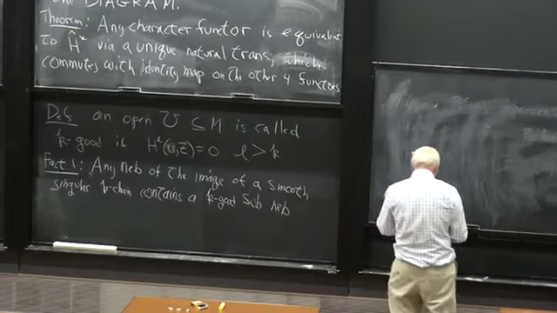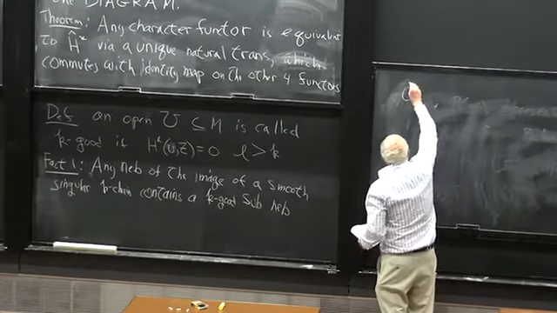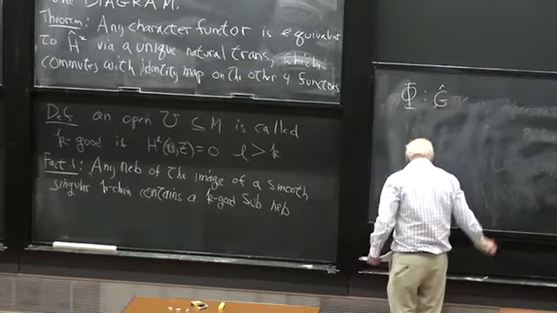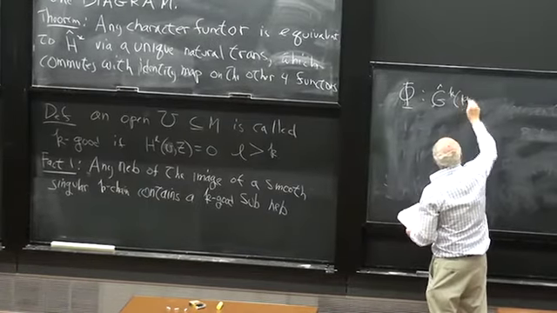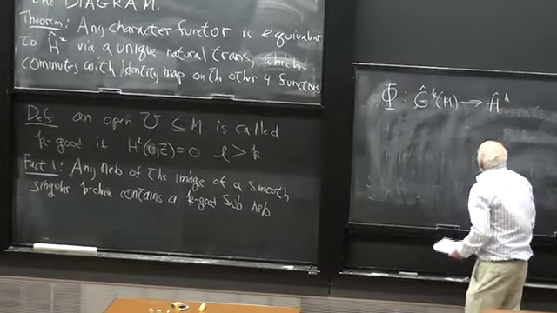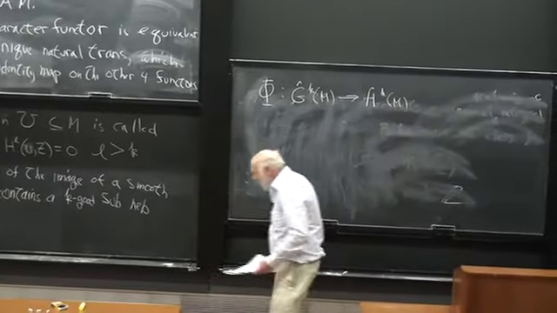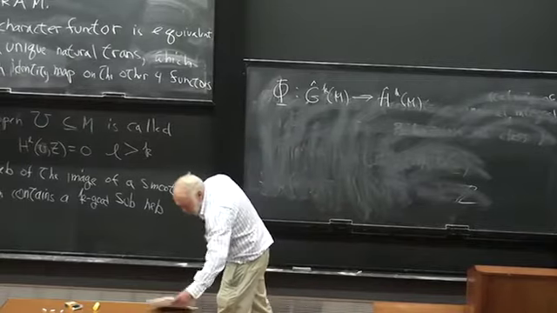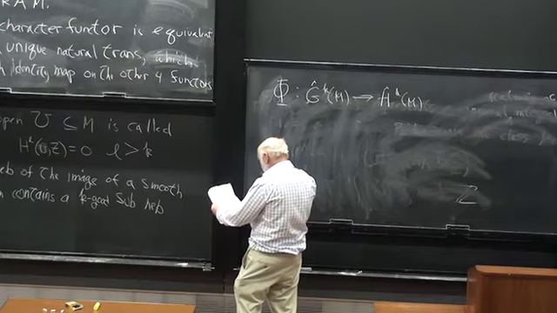So here's what we do. Now I want to map phi from G hat, call it K, to H hat. Okay. So now we'll take a cycle. Let me skip my notation.